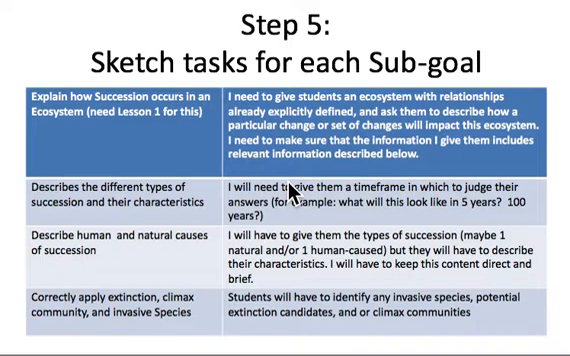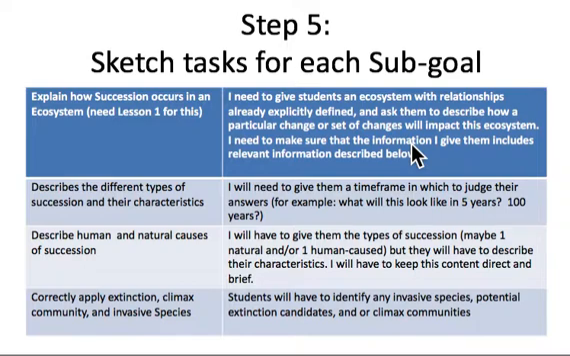So whatever I have them do, right, it's gotta get at the skills, and I need those to make it concrete. So in one sense, I need to just give them an ecosystem that has relationships already defined. Having them figure out how to define them was last lesson. Right now, I'm not worried about that. And I need them to describe the particular changes or set of changes that will impact the ecosystem.